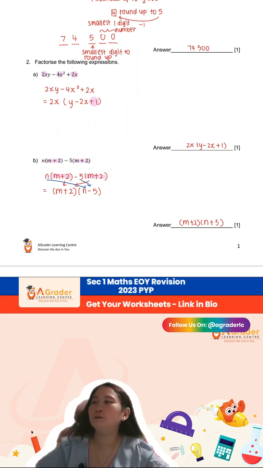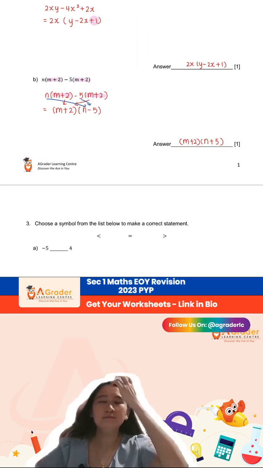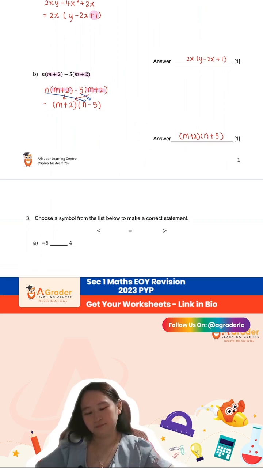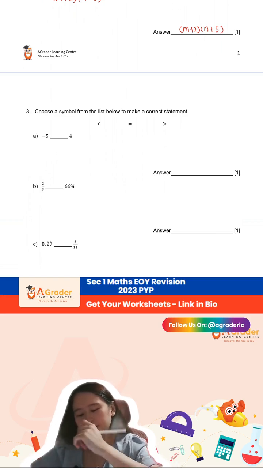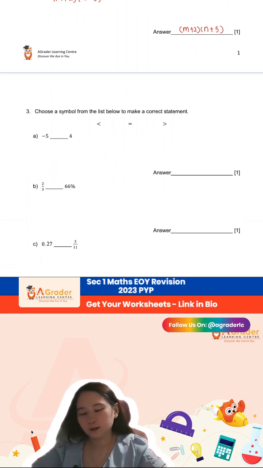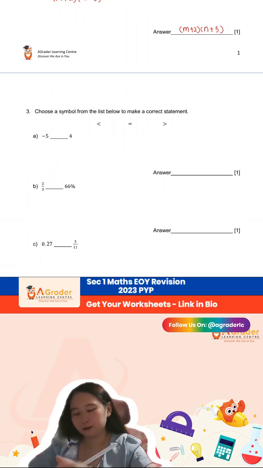That's for question 2. Question 3 is on inequalities. Has anyone worked on question 3? Can I have the answer for question 3? Part A. Negative 5 is what? Smaller than, equal, or more than 4? Yep, less than, good. So less than is which inequality sign? Yep, Jaden, you got it.